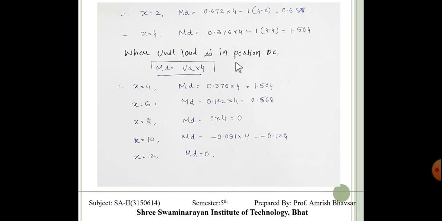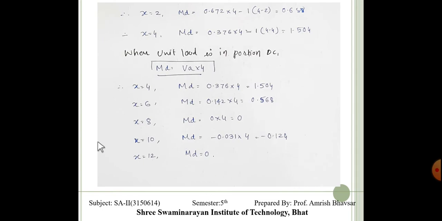When unit load is in position DC, then MD is equal to VA into 4. There is no unit load. So at x is equal to 4, MD is equal to 0.376 into 4, and we will get 1.05. X is equal to 6, MD is equal to 0.568, x is equal to 8, it is 0, x is equal to 10, it is minus, and x is equal to 12, again it is 0.